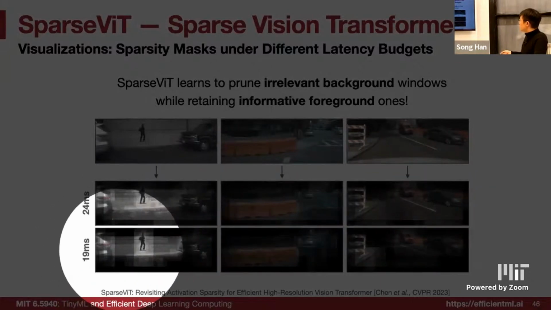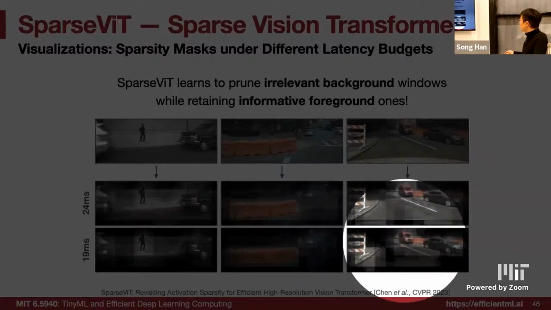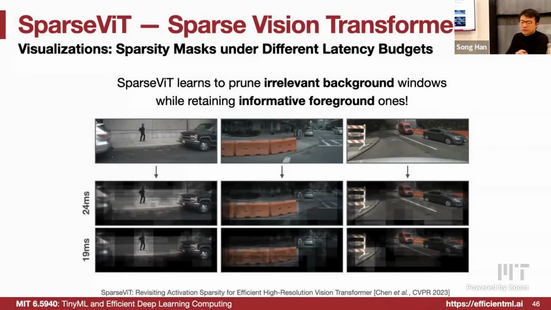The even faster, even smaller model focuses on the person, the car here, the blocker here, rather than the background, which is all dark, and the car is bright. So it's pruning away those irrelevant background windows and retaining those informative foreground windows.